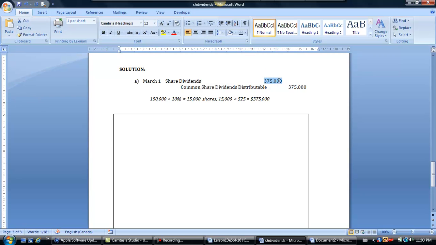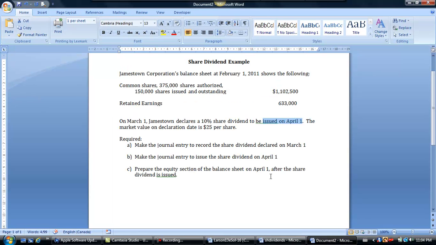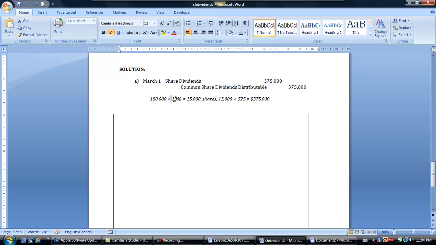So now how did we get the value of $375,000? Well, first of all, we know it's a 10% share dividend, and we have 150,000 shares issued. So we take the 150,000 shares that are issued and outstanding and multiply by 10%, the amount of the share dividend, which means 15,000 new shares will be issued. The value of those shares would be the $25 market price on the date of declaration, March the 1st, and that gives us $375,000 to value that share dividend.